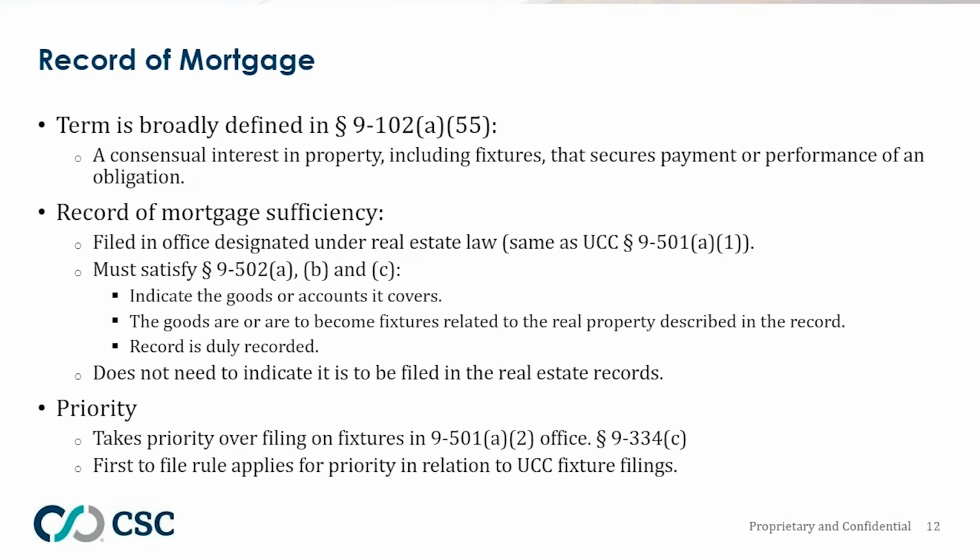Now, once it's recorded, a record of mortgage that is sufficient under Article 9 will take priority over any state level filing covering fixtures, at least if it qualifies as an encumbrance. I don't think there's been any specific case law on it.